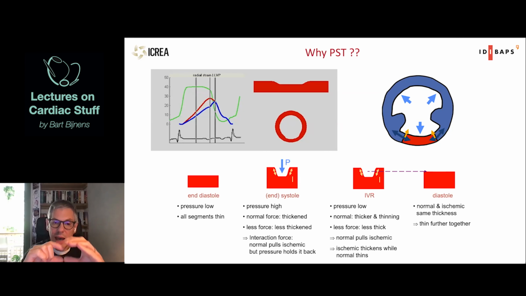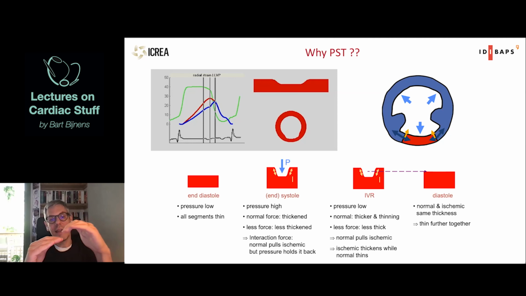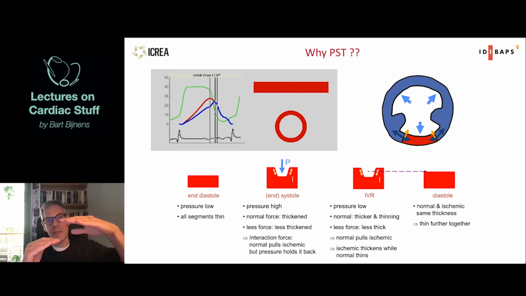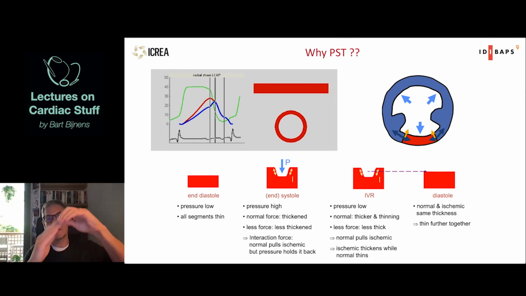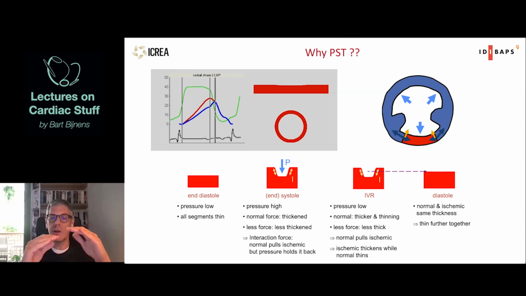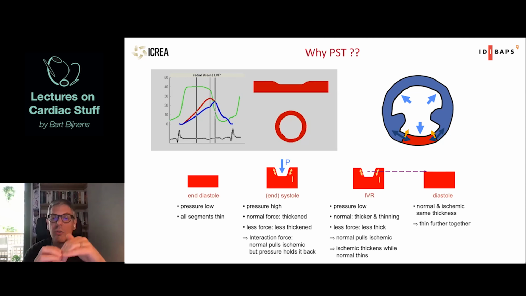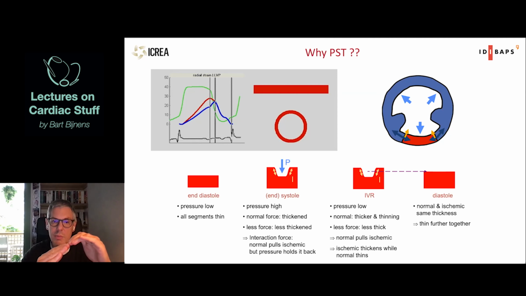Now, what you have to keep in mind is that, as I said before, these pieces of tissue are connected to each other and really adjacent to each other. That means there's an elastic interaction, so that the thicker myocardium is elastically trying to pull up the thin myocardium, and the thin myocardium is trying to pull down the thick myocardium. However, this elastic interaction force is much, much, much smaller as compared to the pressure.